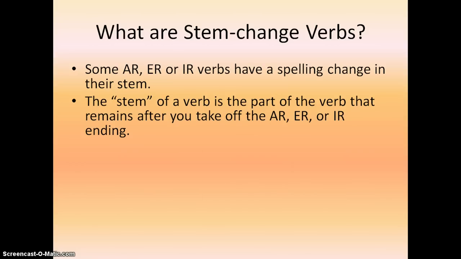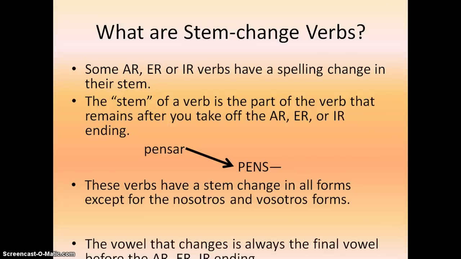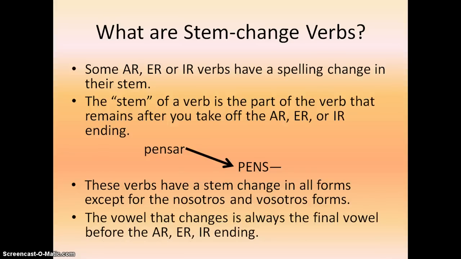The stem of a verb is the part of the verb that remains after you take off the AR, ER, or IR ending. For example, the verb pensar will drop off the ending of AR, and we're left with the stem of pens, P-E-N-S. These verbs have a stem change in all forms except for the nosotros and vosotros forms. The vowel that changes is always the final vowel before the AR, ER, or IR ending.